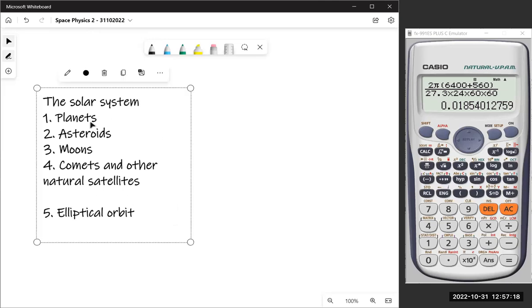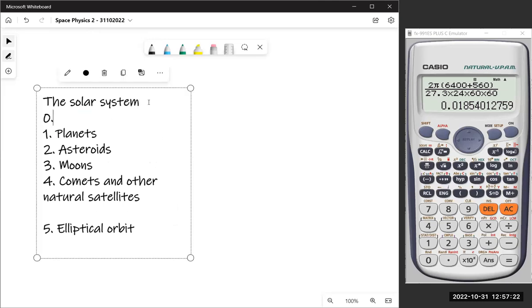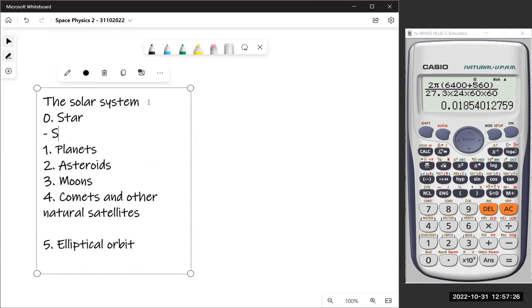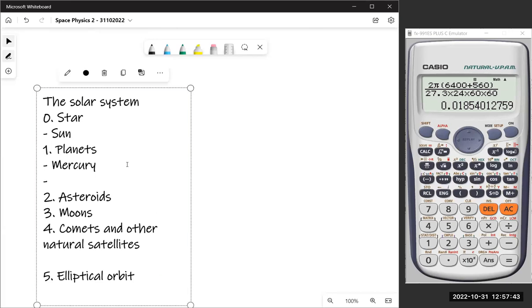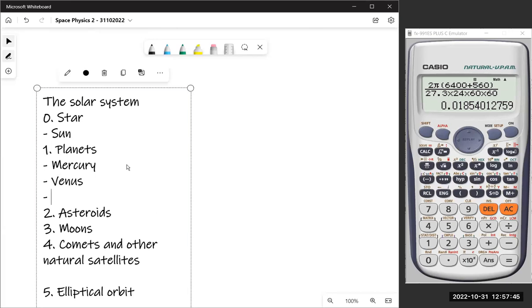So we'll start with the solar system. What does it have? We'll also look at something called the star. The star is the Sun. Start writing now. Star is Sun. The planets, I'll give it to you in order. I need you to memorize the names of all the planets in order. So the first one is Mercury. Second one is Venus. Third one is Earth.